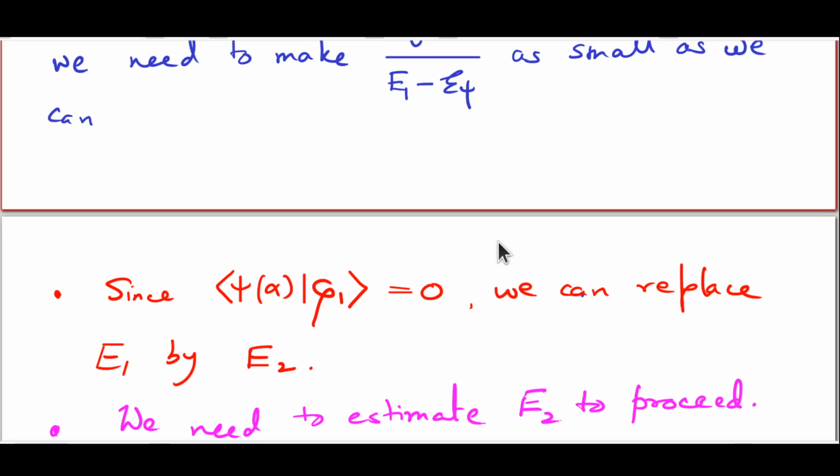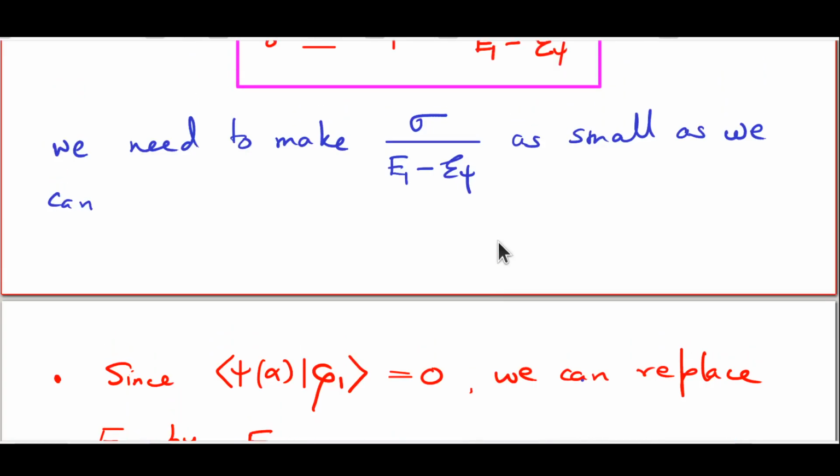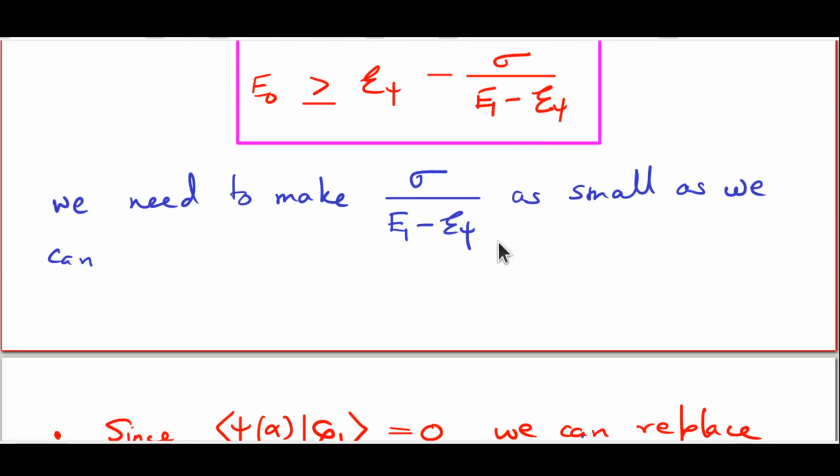E2 is bigger than E1, so E2 minus curly E psi, the gap, will be even bigger. That will make our bound up here even tighter. So what we are going to do is estimate sigma by E2 minus curly E psi. But the important point is we still do not know how to calculate E2.